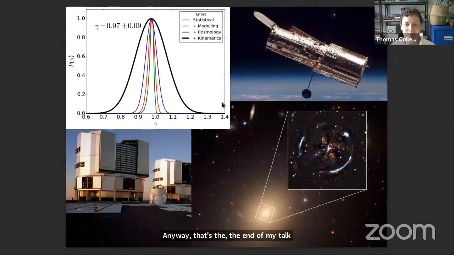Hopefully it was accessible and of some interest. By combining imaging data from the Hubble Space Telescope and spectroscopy from the Very Large Telescope in Chile for this lens, we were able to show that the curvature of space-time per unit mass is consistent with the prediction from general relativity over a 2 kiloparsec length scale. So vastly larger than the few AU length scales that are tested in the solar system. Thank you.